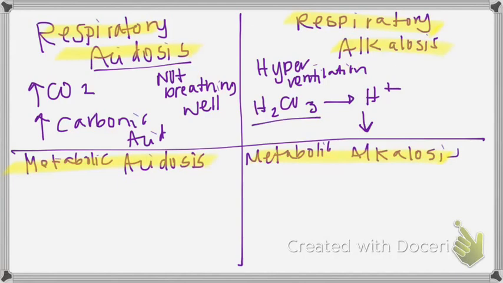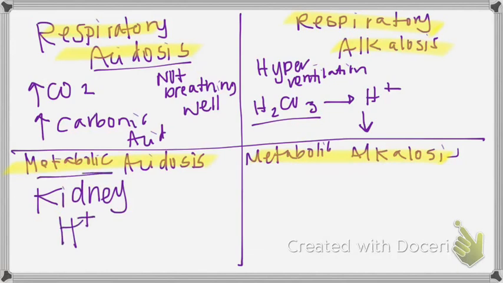Okay, and then with metabolic, you've got kidneys that may fail, excreting hydrogen protons. So when you think metabolic, just think digestive. Alkalosis, you've got your diuretic, vomiting, decreased gastric juices.